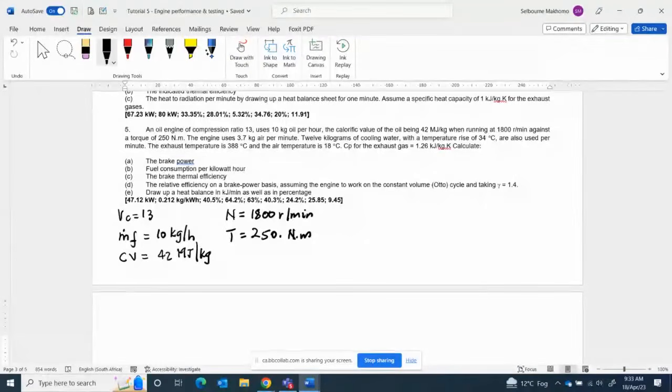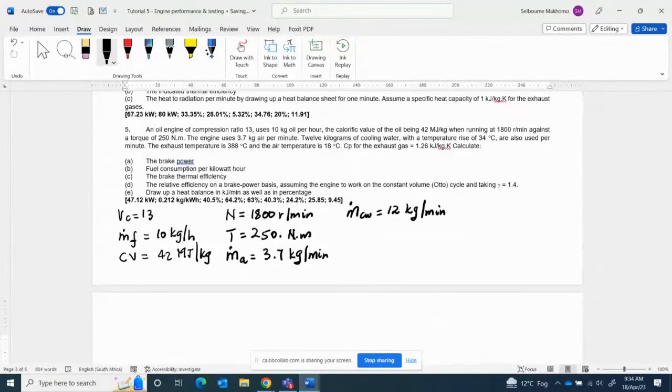And then remember, in order to have combustion, you need air. So the amount of air that enters the engine is 3.7 kg per minute. So we say that the mass of air going into the engine is 3.7 kg per minute. Okay, and then remember there's also cooling water. There's cooling water that is used in the engine to cool the engine down. Now, the amount of cooling water, MCW, is 12 kg per minute as well.